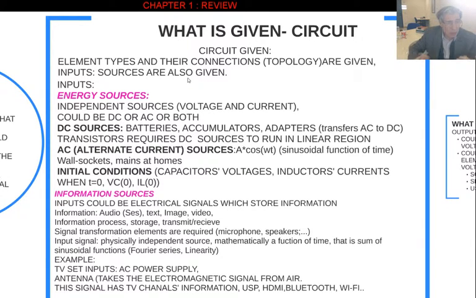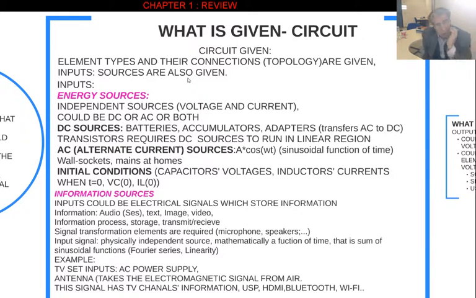So what could these energy sources be? Independent sources, voltage or current sources, independent voltage and current sources. These could be DC type or AC type. DC type is a constant, mathematically a constant V(t), I(t), and AC is a sinusoidal function. Mathematically it is a sinusoidal function.